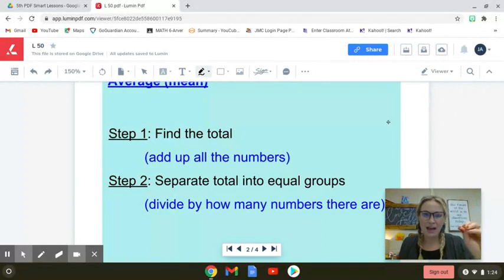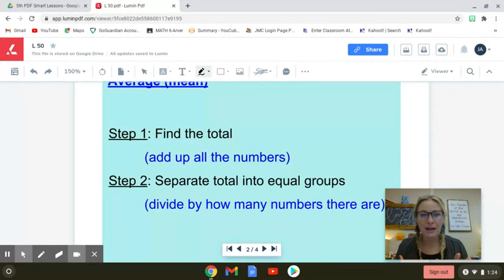When you're finding the mean or the average of a set of numbers, there are two steps. The first step is to find the total. And to find the total, you are going to be adding up all of the numbers that you're given. So adding up any numbers that they gave you, adding up all of the data, whatever you're working with, you add it up.